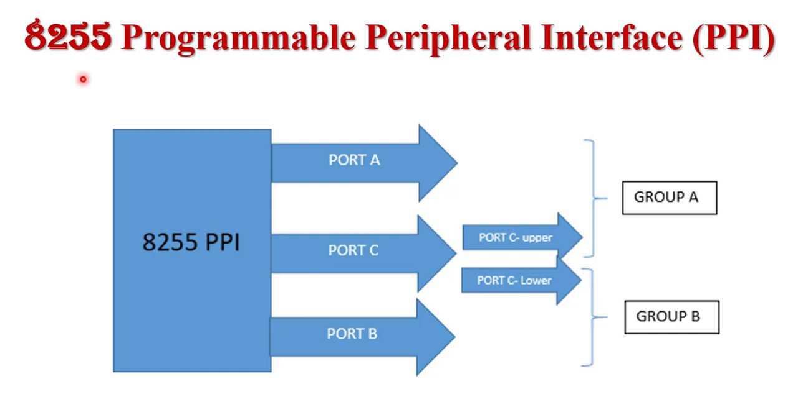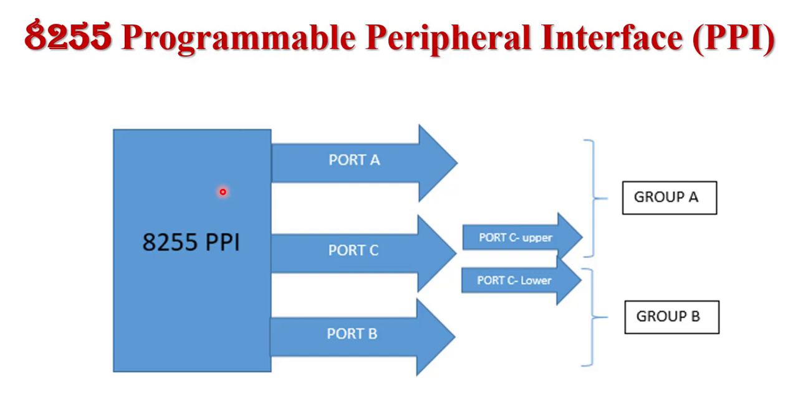8255 is basically a programmable peripheral interface chip that was designed and manufactured by Intel. It is a general purpose programmable input output device designed to interface between the microprocessor and input output devices, such as analog to digital converter, digital to analog converter, keyboard, printer, etc. To enhance the interfacing capability, Intel designed a device called 8255 PPI.